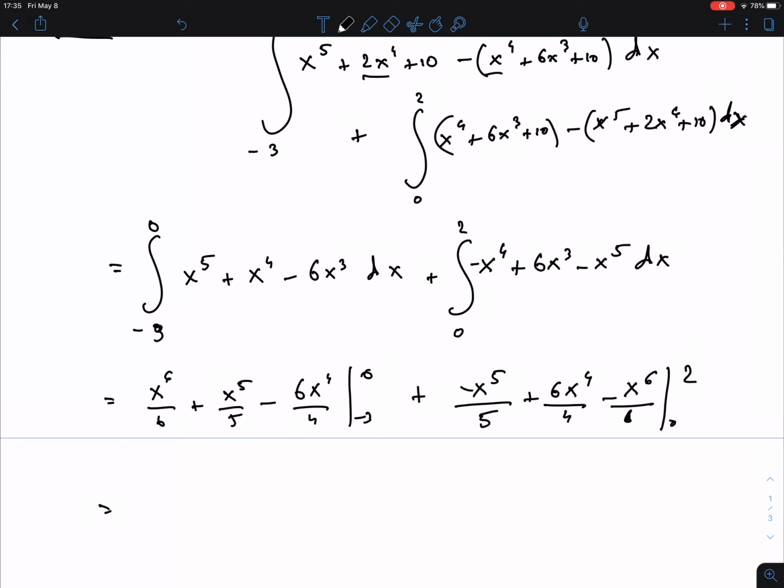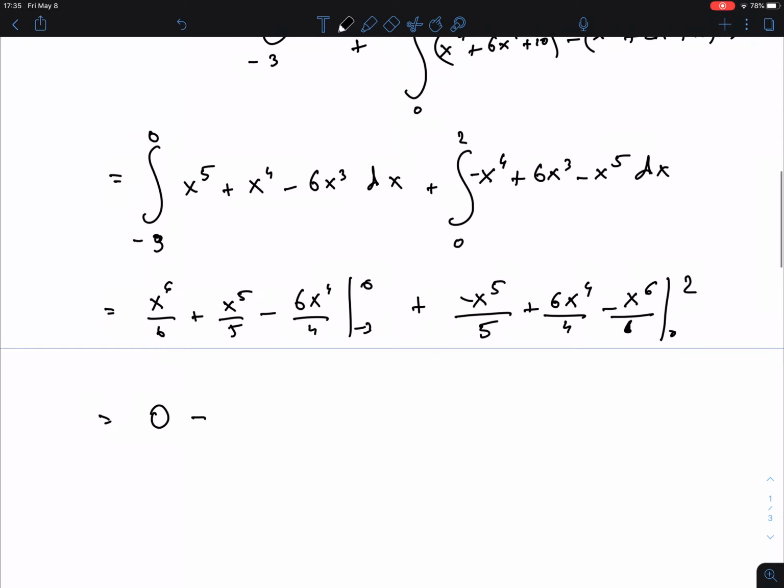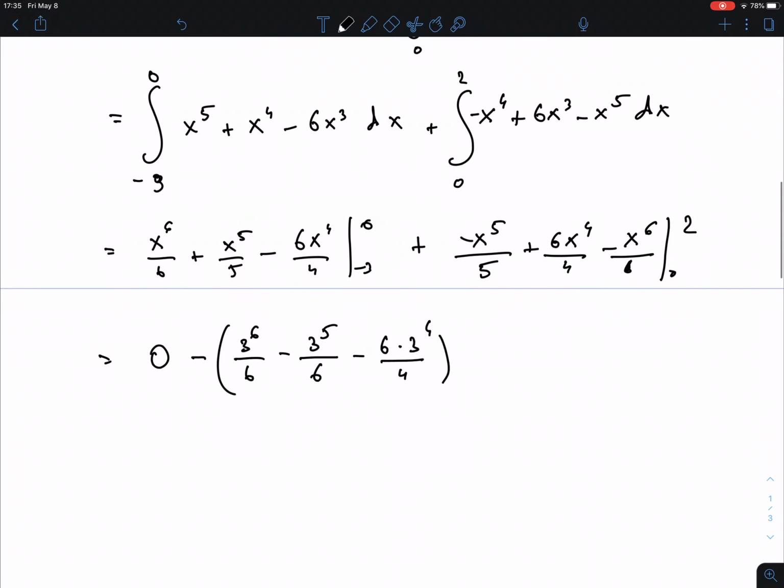And now we plug in 0, that whole thing is 0. Minus, just be careful, the 0 goes first. And then negative 3, we get negative 3 to the power 6, that's positive, so it's 3 to the power 6 over 6, minus 3 to the power 5 over 6, the minus comes because we do negative 3 to the power 5, and then minus 6 times 3 to the 4th over 4, that's the first one.